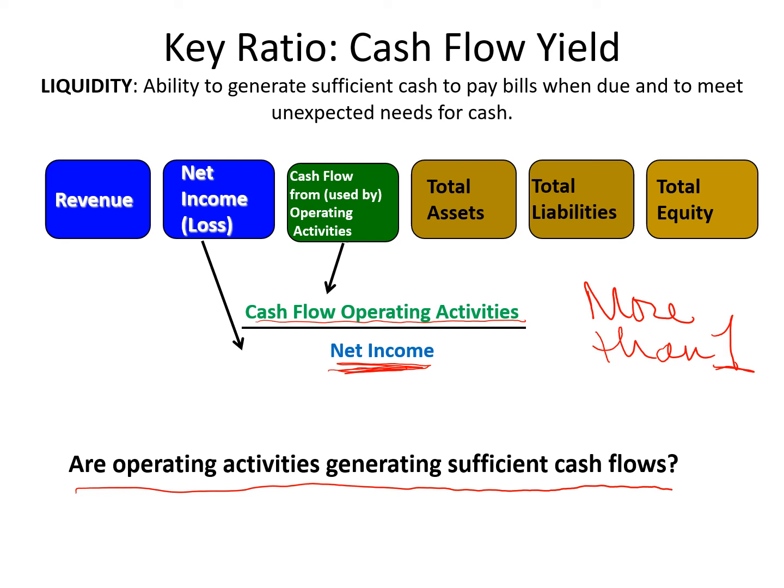So, are there operating activities sufficient to cover your cash flows? Greater than 1, you're having more cash. In other words, what we call the blood of the business. You need cash to keep your business running. Is greater than the net income on that income statement. So that's the cash flow yield.